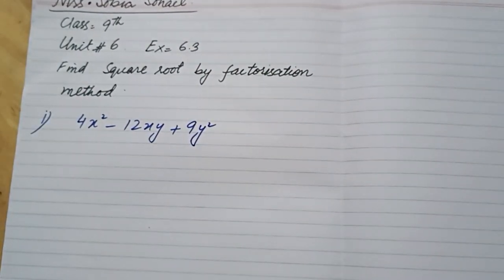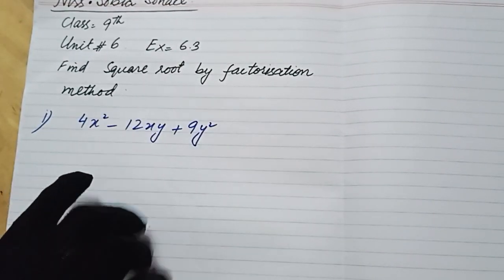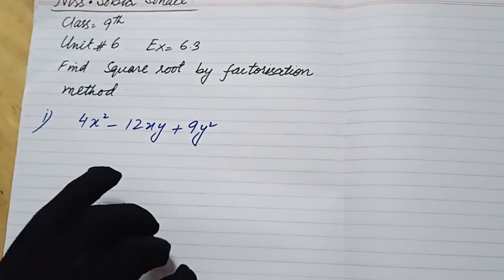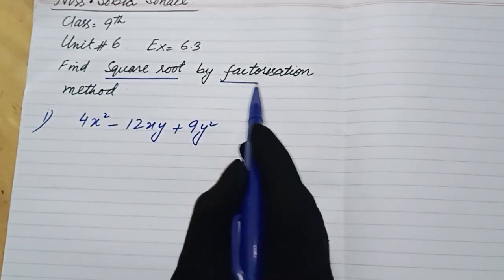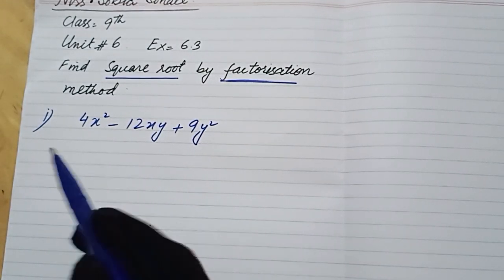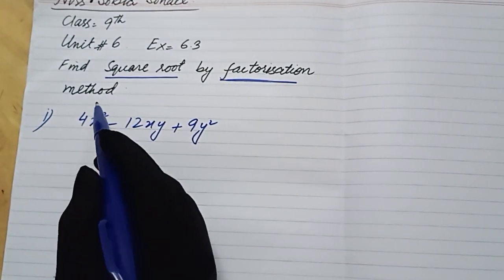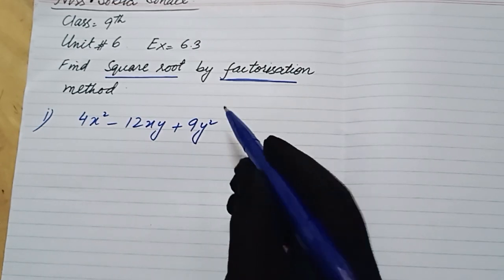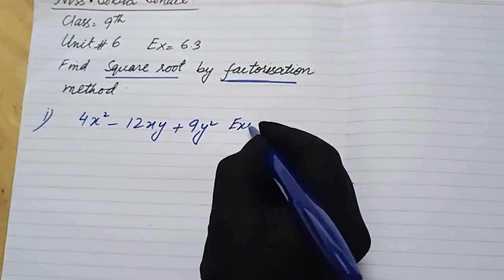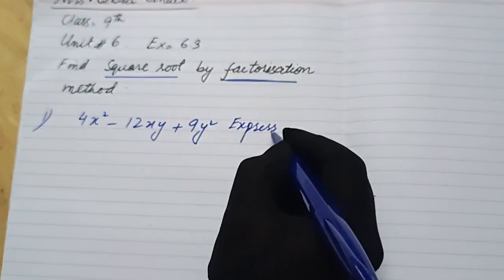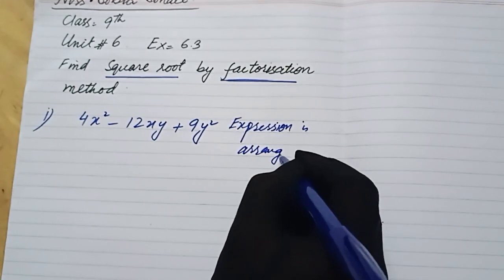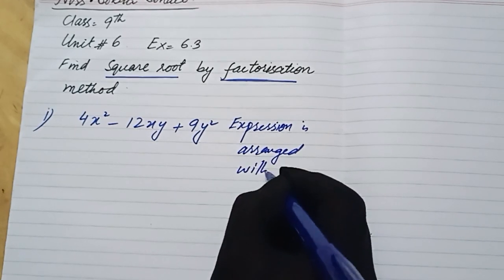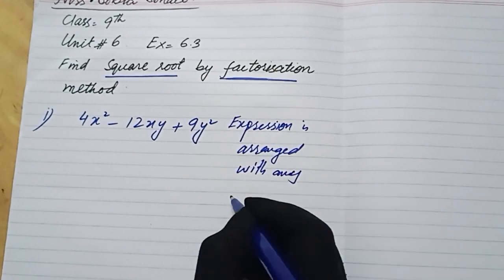First of all, whenever you are taking an expression like this one, in which you need to find out the square root by factorization method, the first step is to check that your expression is arranged with any variable.